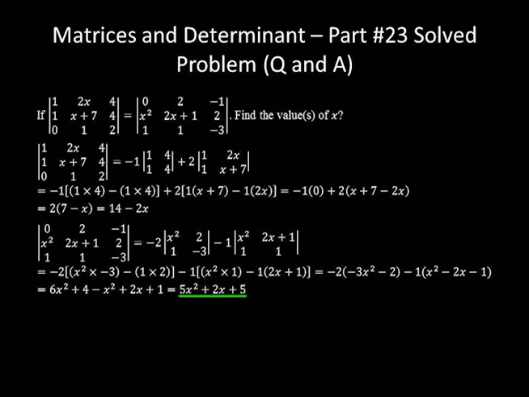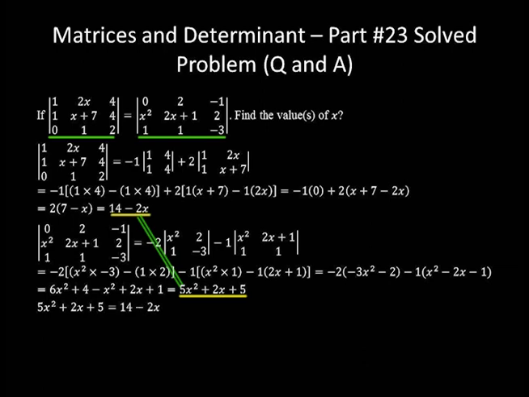So this is the determinant of the second 2 by 2 matrix. It's given that the determinants of the two matrices are equal. In other words, these two results we found are equal, meaning 5x squared plus 2x plus 5 equal to 14 minus 2x.